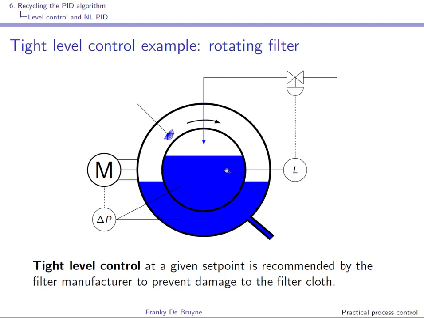We are interested in the level control, and this type of level control is a tight level control because the manufacturer gives you a very specific set point that you should follow, and there should not be fluctuations in the level, because for instance, when the water column becomes too high, the weight of this water column will be high and this will damage the filter cloth.